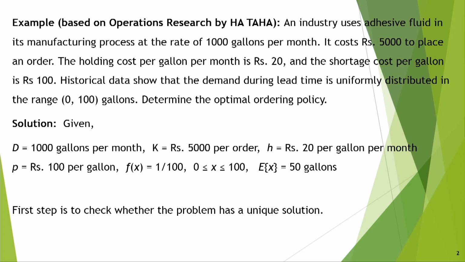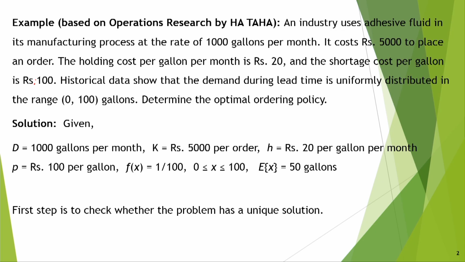Suppose the problem is that an industry uses adhesive fluid in its manufacturing process at the rate of 1000 gallons per month. It costs rupees 5000 to place an order. The holding cost per gallon per month is rupees 20 and the shortage cost per gallon is rupees 100. Okay, that is the shortage cost. Historical data shows that the demand during lead time is uniformly distributed in the range 0 to 100 gallons.